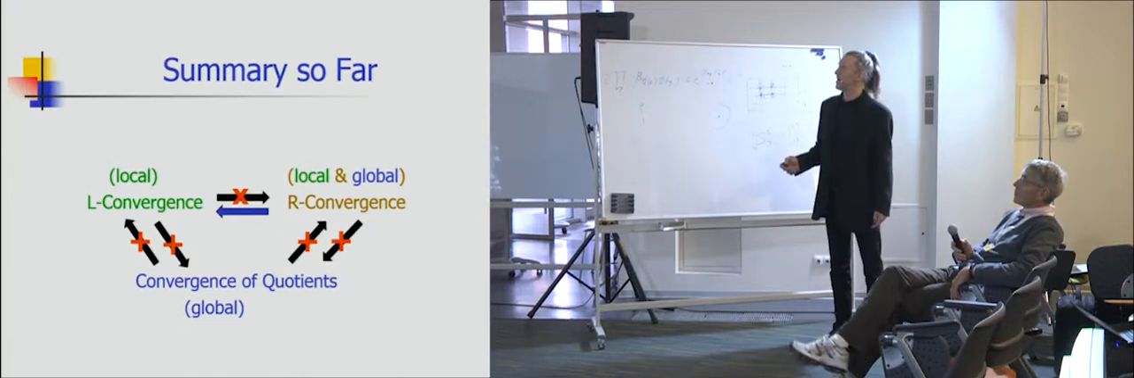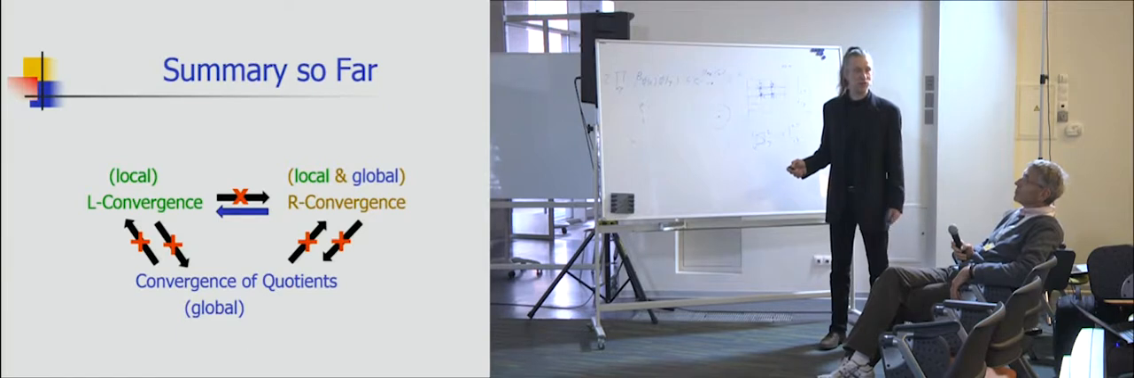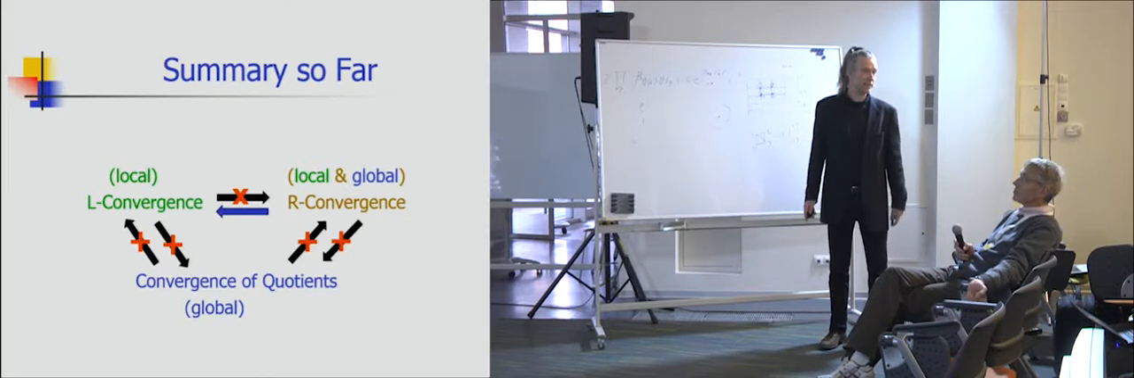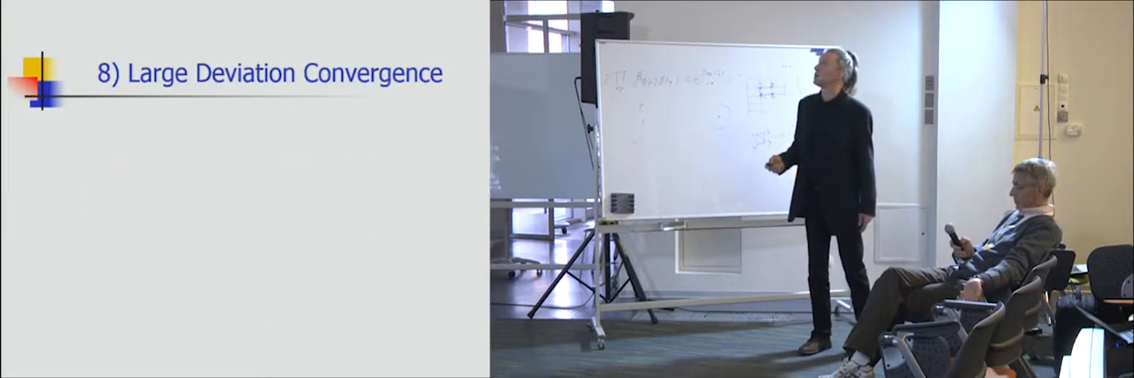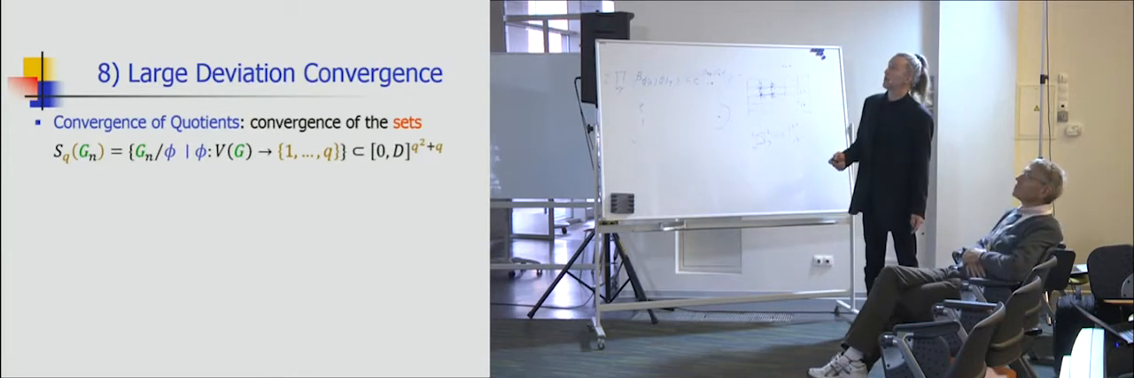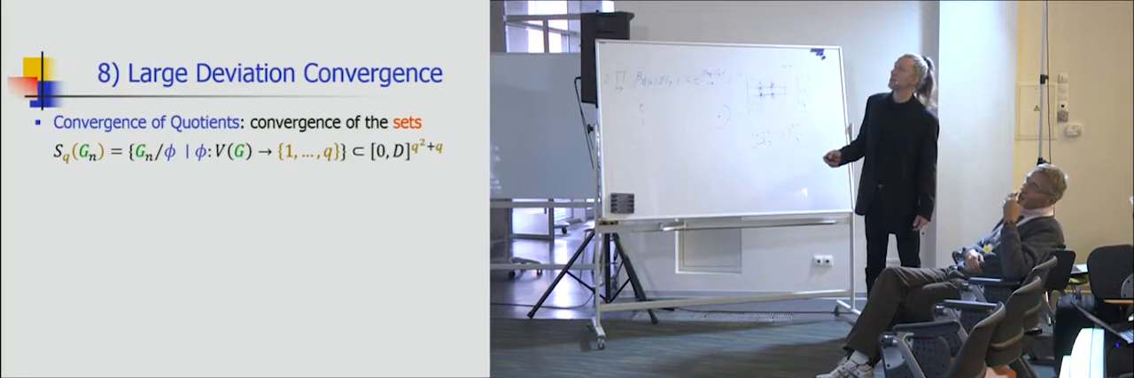Because if you have convergence, you don't have to use it for everything in these formulas. You only have to use it in the high temperature region, and then things may be nice. Good. So, large deviation convergence. We had this convergence of these quotients, which are convergent sets. They had weights for the vertices and weights for the edges.